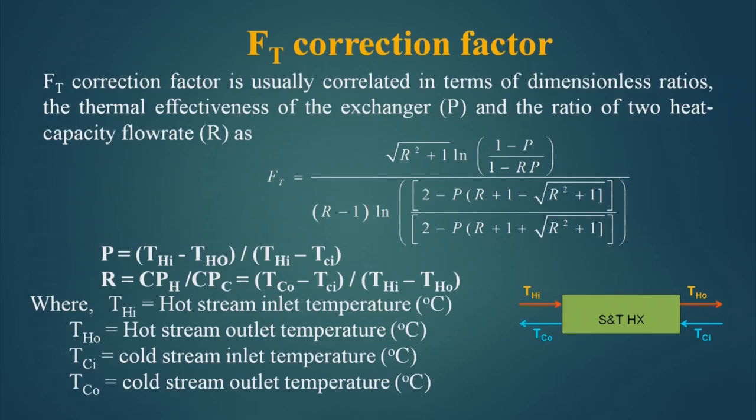The FT correction factor is usually correlated in terms of two main factors, which are dimensionless in nature: the thermal effectiveness of the heat exchanger called P and the ratio of two heat capacity flow rates called R. The present slide shows FT as a function of R and P, where P is equal to THI minus THO divided by THI minus TCI, and R is CPC by CPH, which is equal to TCO minus TCI divided by THI minus THO, where THI is the hot stream inlet temperature, THO hot stream outlet temperature, TCI cold stream inlet temperature, and TCO cold stream outlet temperature.